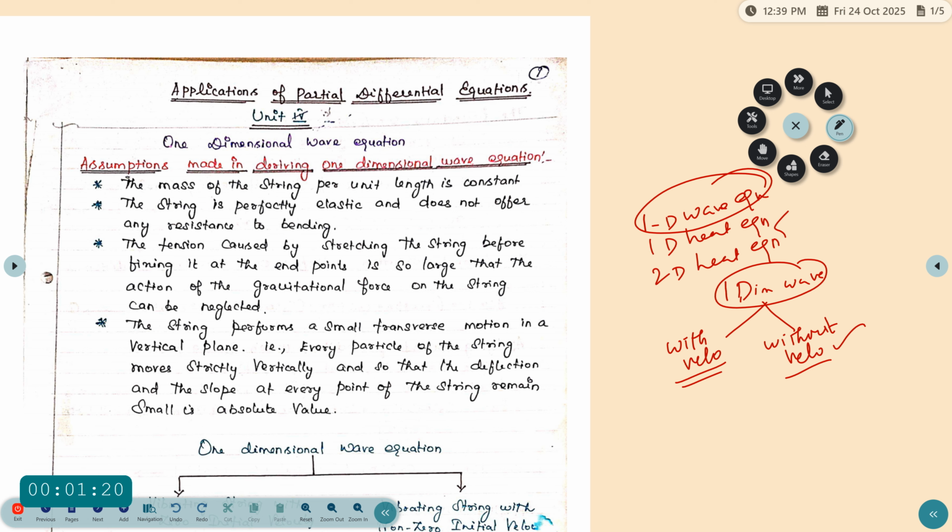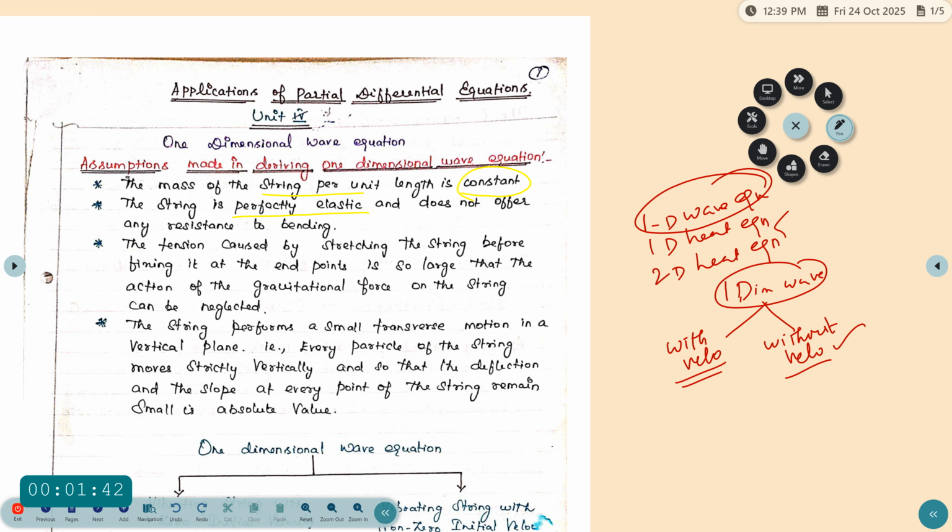These are the assumptions for solving the one-dimensional wave equation. The mass of the string per unit length is constant. Then the string is perfectly elastic. It is important to mark these properties, that is, the assumptions made in deriving the one-dimensional wave equation.